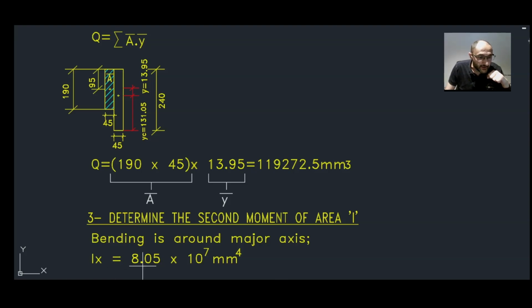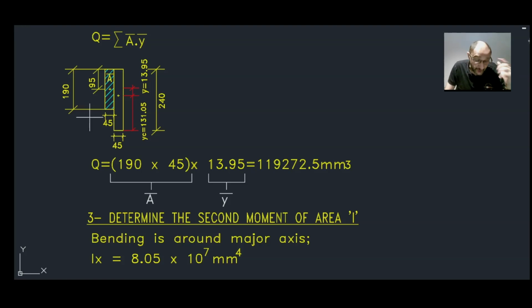Let's have a look now. The third step is to determine I, the second moment of area, around the major axis this time. A bit different than the last example, but now the beam is bending around the major axis. And I is 8.05 times 10 to the power 7 millimeters to the power 4.